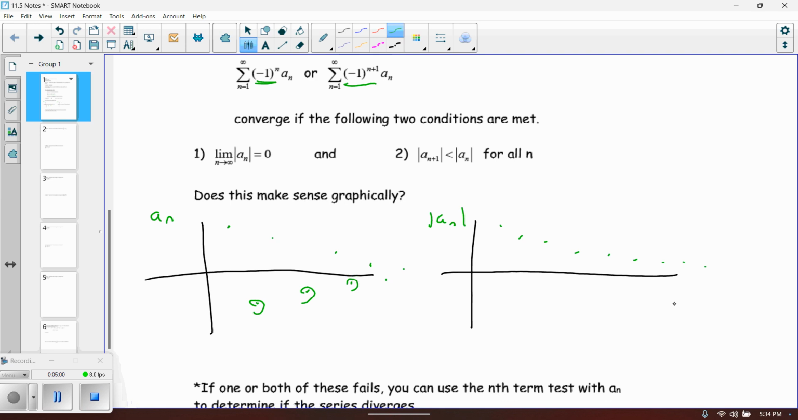So if one or both of these fail, then you can't use the alternating series test again for divergence. You'd have to try something else. You could go with an nth term test, or geometric, or whatever else you might be able to do. It probably won't be geometric, it'll still be alternating, but you get the idea. So hopefully that makes sense. Let's go ahead and take a look at some examples.